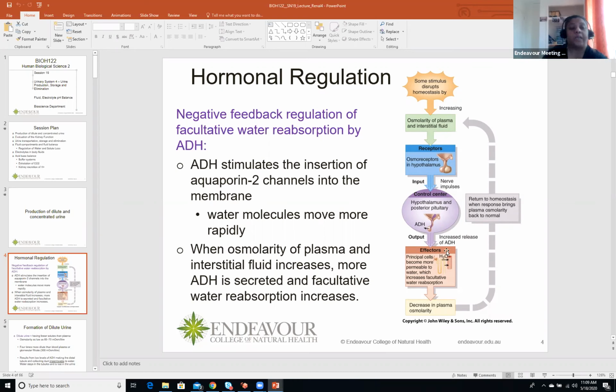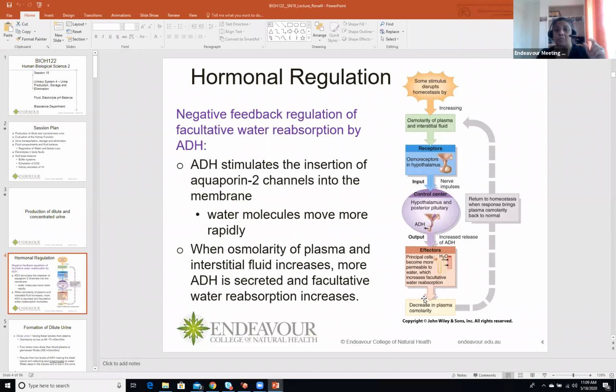So when there is ADH in the blood, ADH stimulates insertion of aquaporin 2 in the principal cells of your collecting duct, and they allow water to be reabsorbed through diffusion, right? So water will always follow a passive process. It will always flow from a higher concentration to a lower concentration.